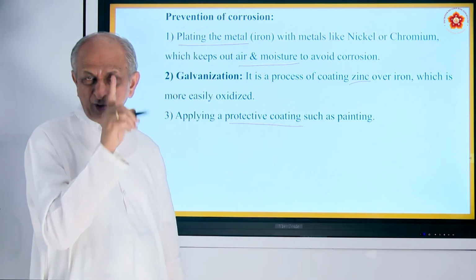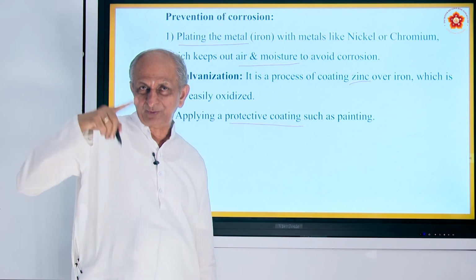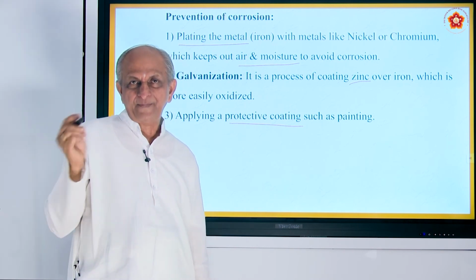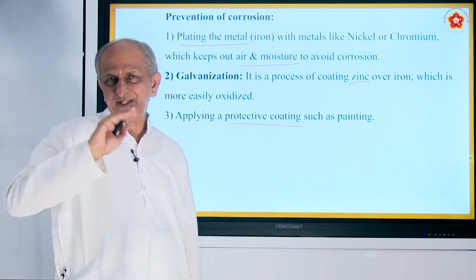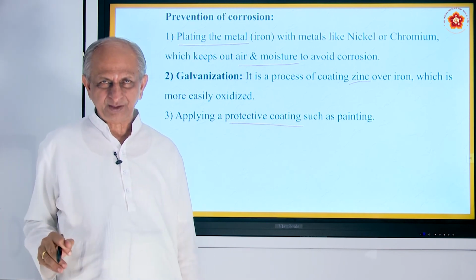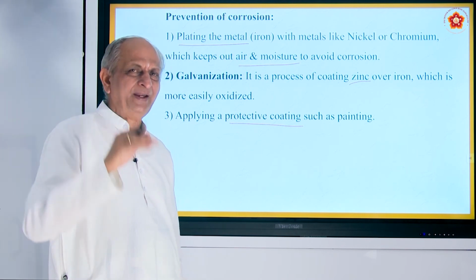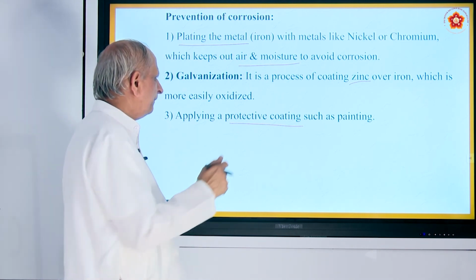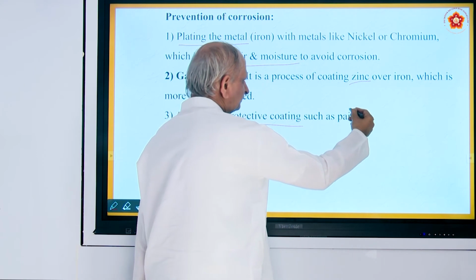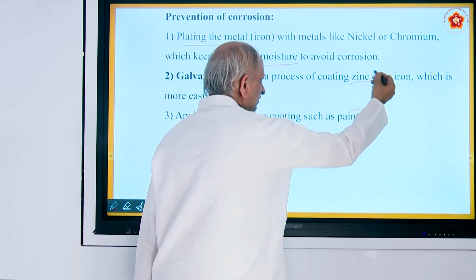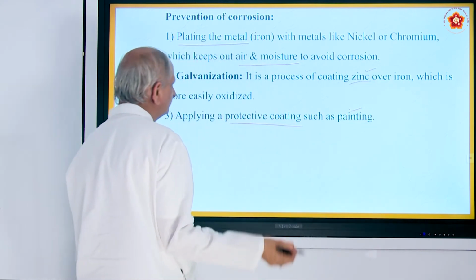You might have seen in your house all the windows will be painted. Before painting, what do they do? They take sandpaper and rub, is it not? So that all rust is removed. Then only they paint it, right? So painting is one solution. Coating of zinc is the second solution.